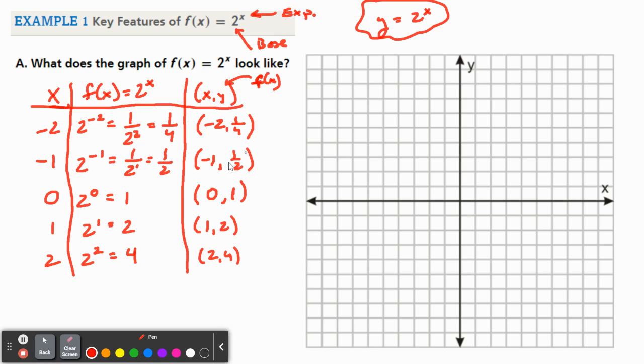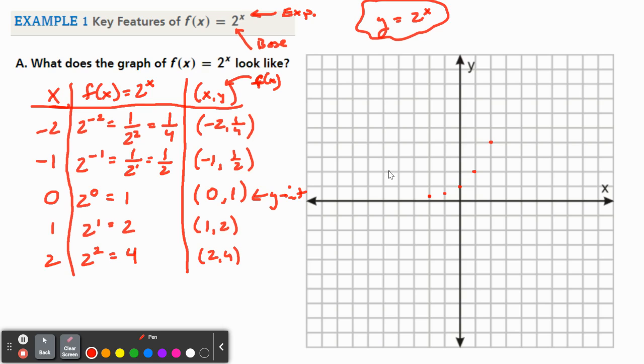So here are our 5 ordered pairs. Now let's remember before you graph that when you plugged in 0 for x, this right here is going to be our y-intercept, right? So when x is 0, the value you get is the y-intercept. So let's graph these. So -2, 1/4 would be right around here. That 1/4 is kind of tough to graph. It's really close to the x-axis. -1, 1/2 is halfway up this box. 0, 1 is here. 1, 2 is here. And 2, 4 is here.